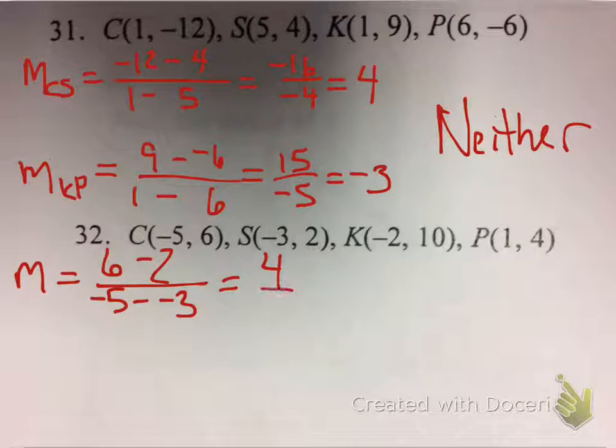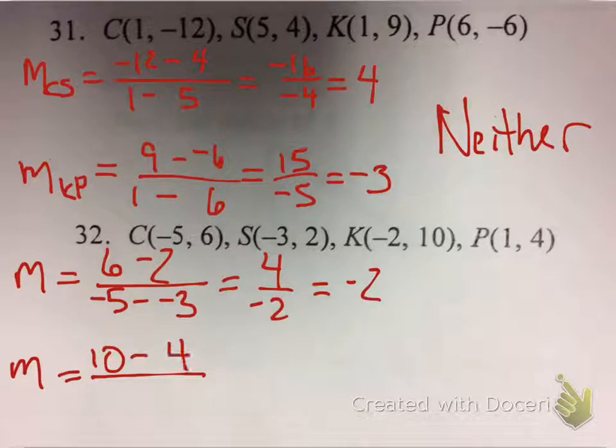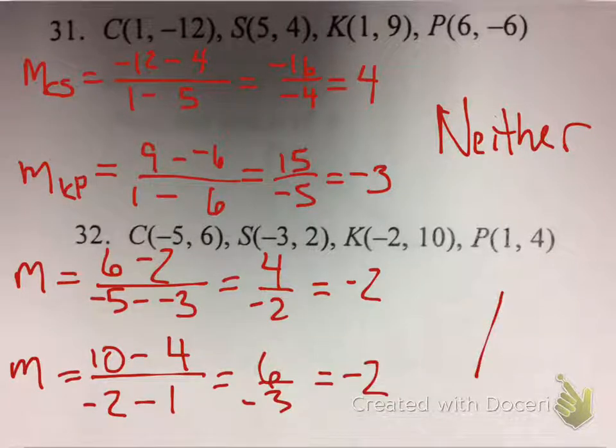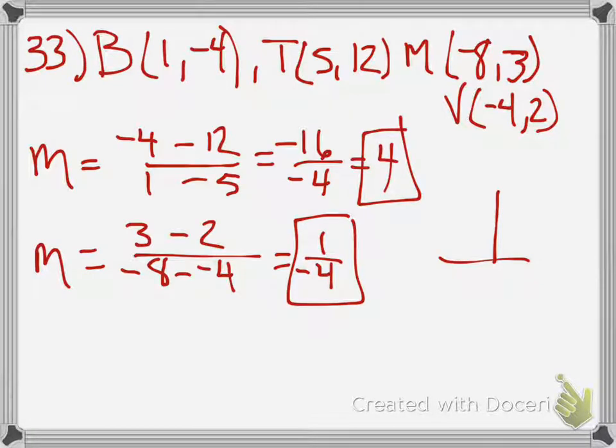Anyway, so the next one is 6 minus 2, -5 minus -3, 4 minus -2 is -2, 10 minus 4, 2 minus -1, 6 over -3, which is -2. See, those two are the same, so that one's parallel. You look at the next one, and you subtract those two, and you end up getting perpendicular. Notice here on this one, -4 minus 12 is -16, 1 minus 5 is -4, and it gives me a 4, but the next one gives me 1 over -4, which would be perpendicular. They're opposite, and they are reciprocals.